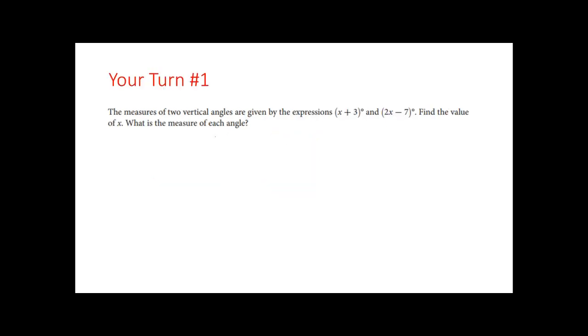All right, your turn number 1. So again, you have two vertical angles. I'll draw the diagram for you with these expressions. All right, so let's say this guy is 2x minus 7, and his vertical angle across is x plus 3. Now they ask you to find the value of x, but then they also ask you to find the measure of each angle. So not only find x, but also find the actual measurements. So that means plug it in, right? Plug it in, plug it in.